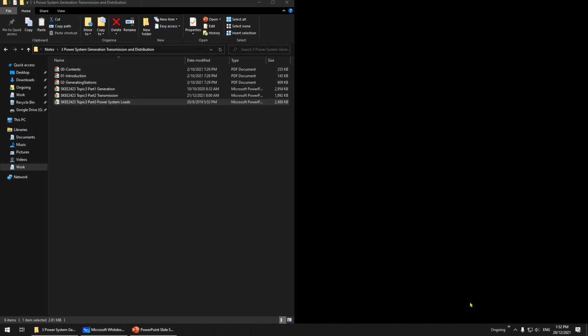Okay, so today we will start with a new topic, power system load. Previously we focused on generation and then transmission and load. Before we proceed, for test one, we focus on topic 3.1 and 3.2, generation and transmission.